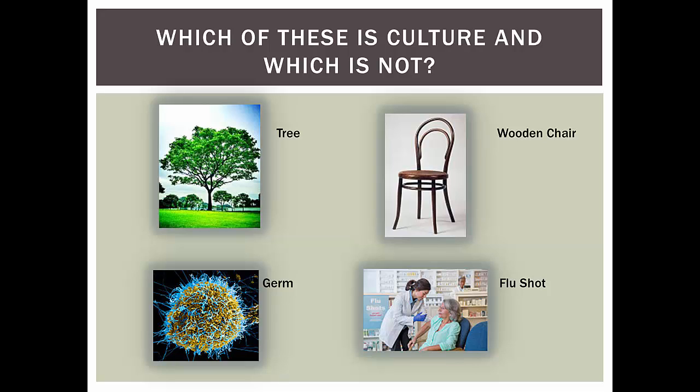The germ is something that occurs naturally. However, a flu shot is something that is fostered and gathered by medical experts. A flu shot essentially is a set of new pathogens injected into our system at a very small scale so that we can build a resilience towards those pathogens. This is a technique that has been perfected over the years by medical experts and is definitely part of culture.